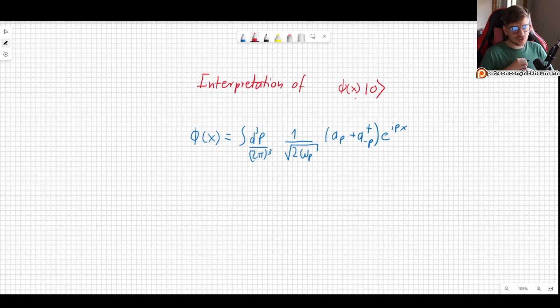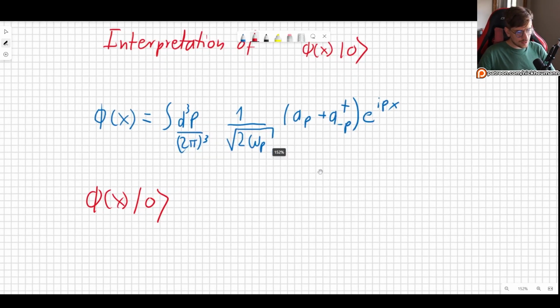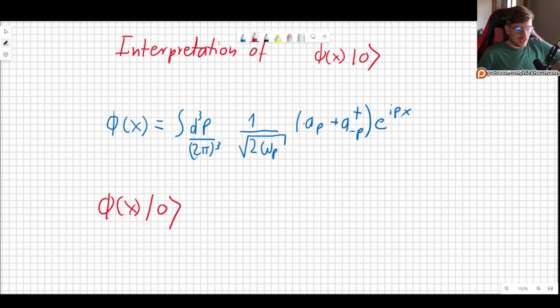Okay, so now let's talk about the interpretation of our field acting on the vacuum. That's something we would really like to know. So to do that, let's take the expression that we already know for the field and let it just act on the vacuum. By letting this act on the vacuum, first of all, notice that the annihilation operator acting on the vacuum will give us 0. So the first part will give us 0.